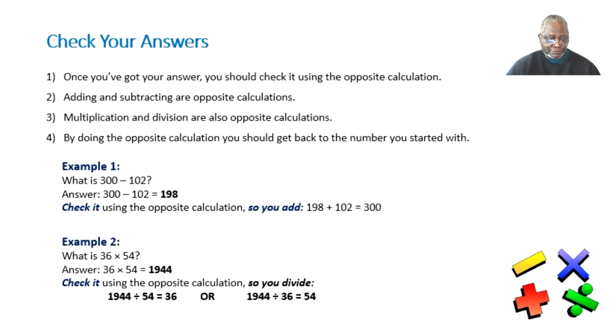Multiplying, example 2. What is 36 times 54? Your answer should be 1944. Check. Divide 1944 by 54, you should get 36. Or you can divide 1944 by 36, you will get 54.